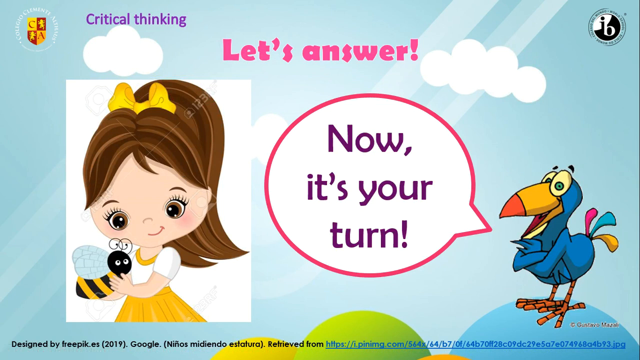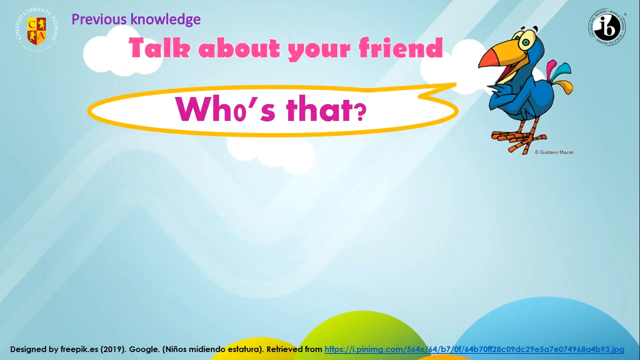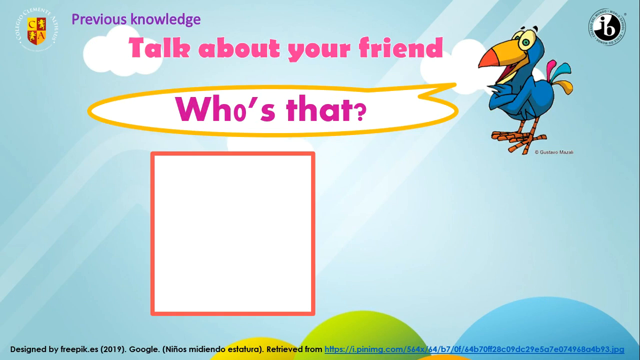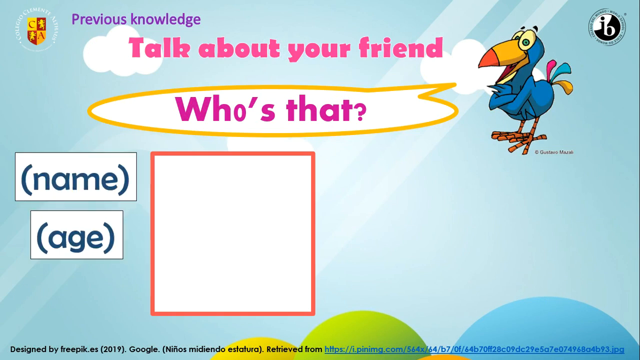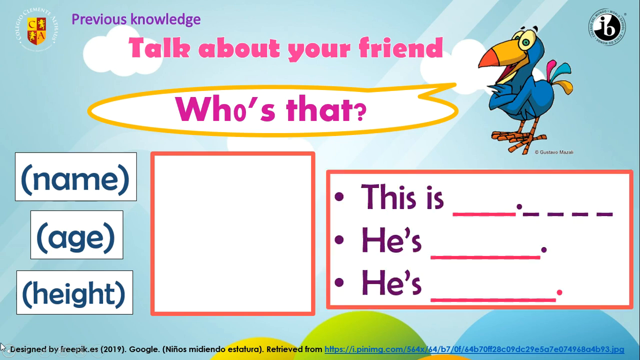Now, it's your turn, okay? Everybody in your notebooks. You have to talk about your friend. Who's that? You have to write their names. For example, Maria. She's my friend, Maria. Her age, for example, 8 years. I have to write there the age, 8. Then their height, okay? For example, 1 meter 6, 1 meter 10. And then I have to write sentences, just like the examples, okay?